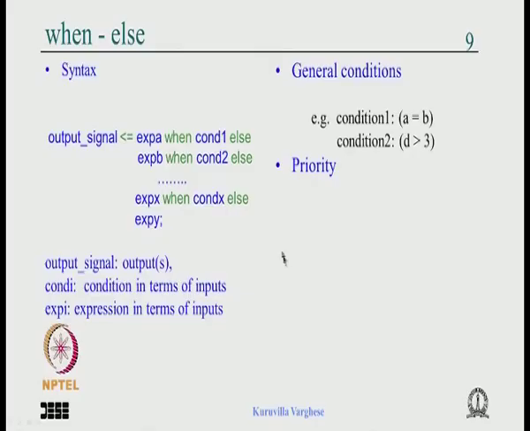So in the last lecture the first part was the when else. The syntax is that you have an output signal, and an expression in terms of inputs, when some condition, again in terms of inputs, else, meaning if this condition is not met, another expression when some condition happens, and so on. So this shows a priority, and when you come here it is not of condition 1 and condition 2. When you go to the next step it is not of condition 1, not of condition 2 and condition 3, and so on. So it builds up.